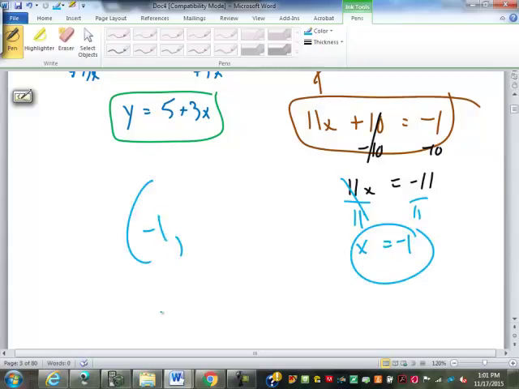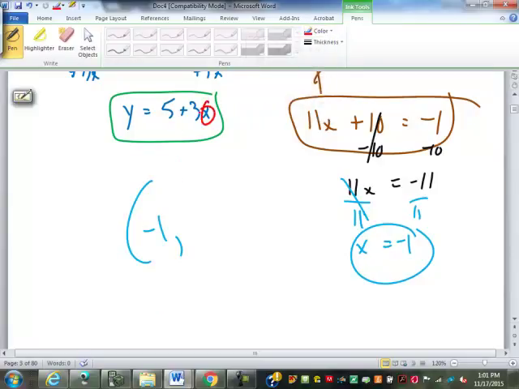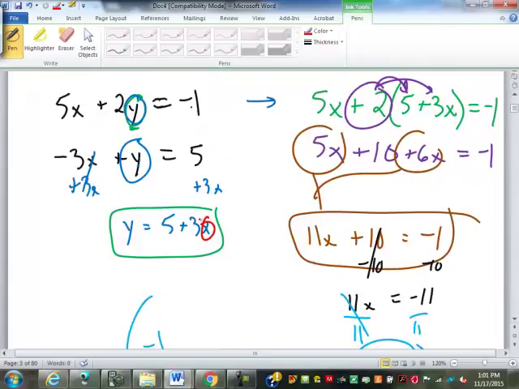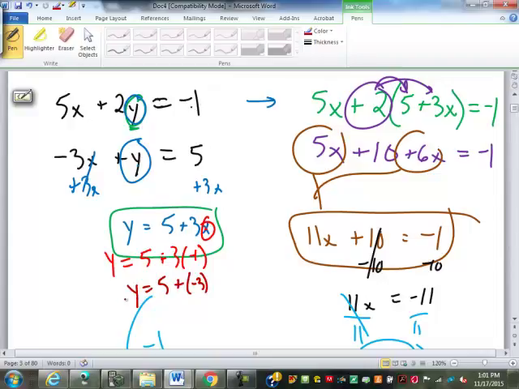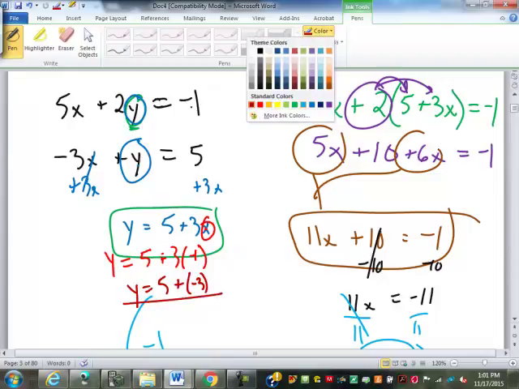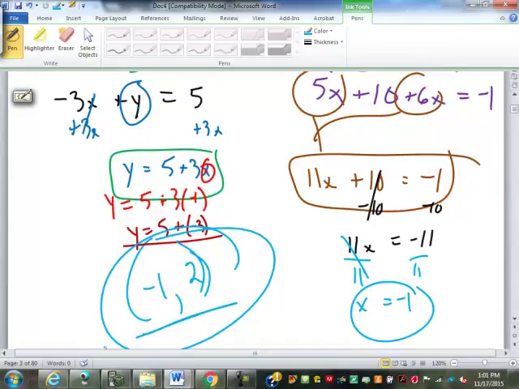How do we find y? We're going to use that one. We could go back into either of the original equations if we wanted to, but I'm just going to put it in there. So y equals 5 plus 3 times negative 1. 3 times negative 1 is negative 3. So plus a negative 3. 5 plus negative 3 is 2. So y equals 2. So yeah, negative 1 comma 2 is the solution to that system.